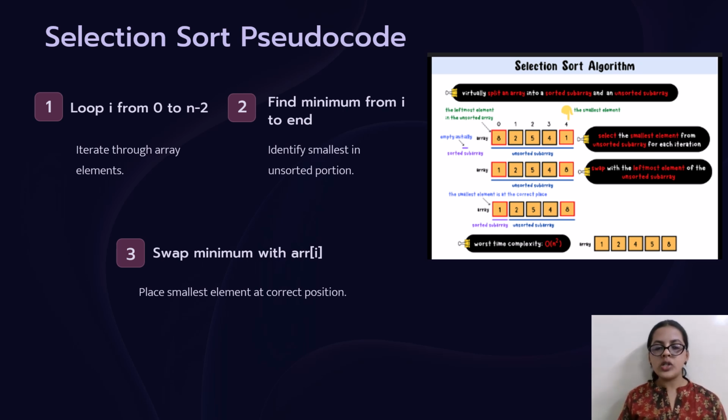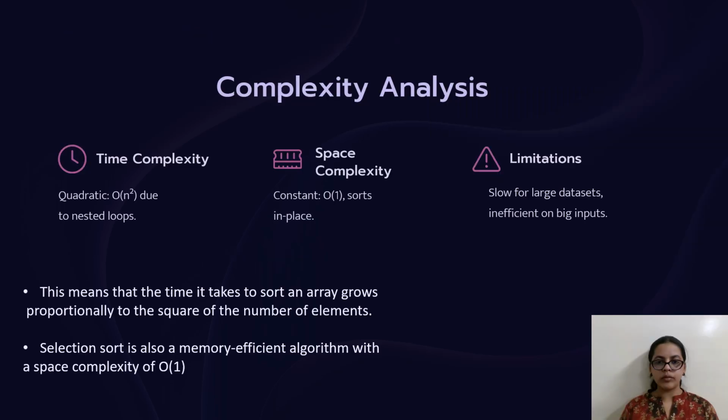actual coding. So in case of selection sort, the first step is loop i from 0 to n minus 2. Iterate through array elements. Step 2, find minimum from i to n. Identify the smallest in unsorted portion. And step 3, swap minimum with array of i. Place the smallest element at the correct position.